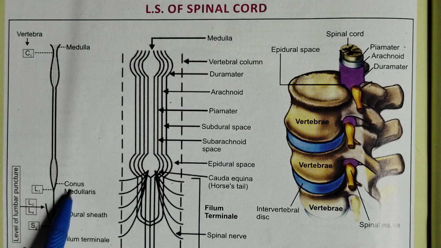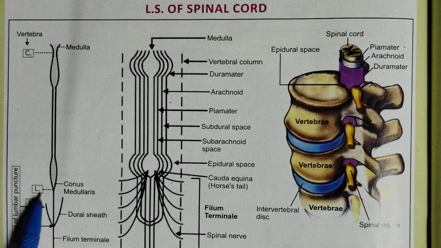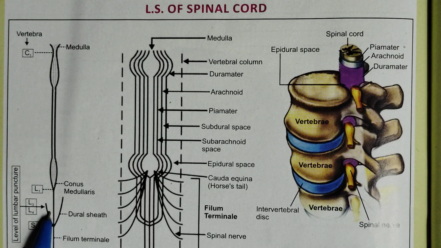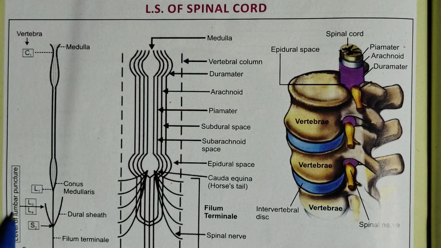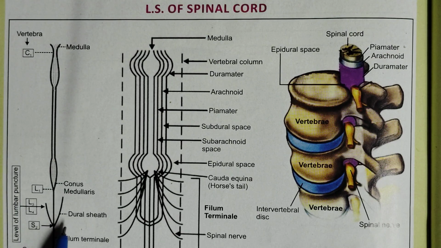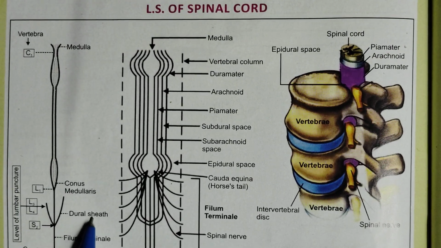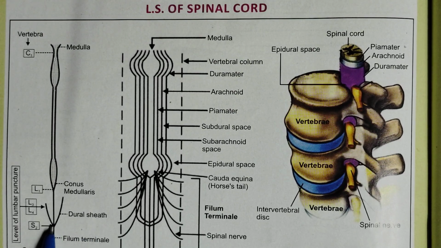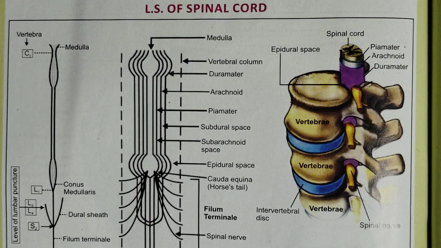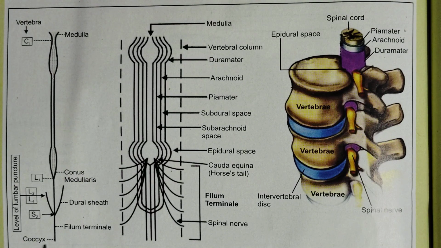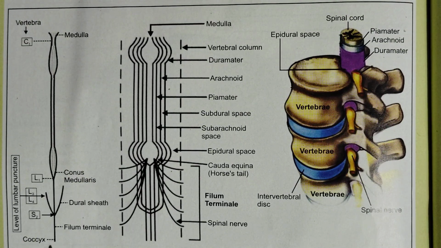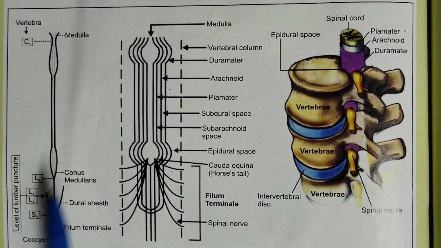At the bottom there is the conus medullaris. This is lumbar, L1 to L3, L4. This is the L4 level of lumbar puncture, and there is the dural sac. Below it there is S2 and the filum terminale. The last tail of the spinal column is called the coccyx.